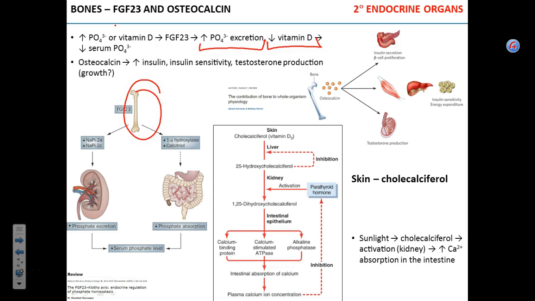Osteocalcin, another insulinotropic hormone. Now it increases insulin. That's all I want you to understand. Okay. FGF23, phosphate regulation, osteocalcin, insulinotropic. Some of those hormones were discovered not that long ago. So scientists haven't quite figured out how they do it. What are the mechanisms?